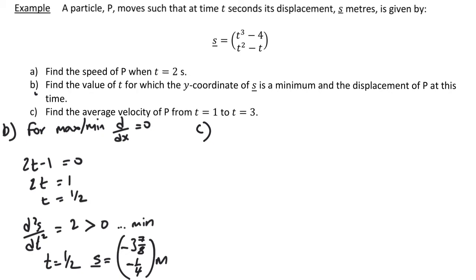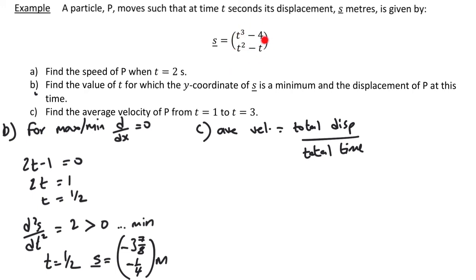Example C then, find the average velocity of p from t equals 1 to t equals 3. So average velocity is going to equal the total displacement over the total time. So what we need to know is the displacement travelled from t equals 1 to t equals 3. Now we don't need to worry in this example about turning points, because we know in the previous part that t equals a half would be a minimum value, and it was the only minimum value for the y coordinate.